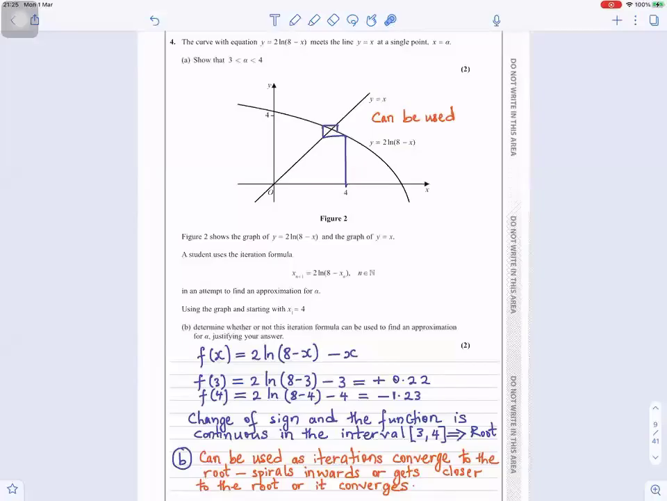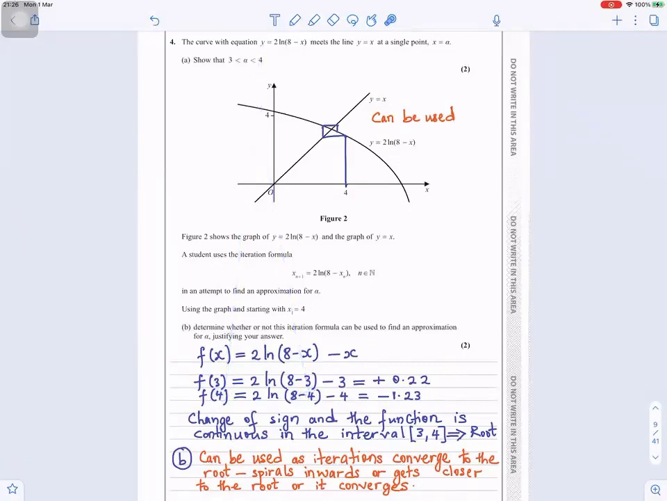So what we do for part A, that's the equation. So we substitute 3, f of 3. So wherever we see x, we put 3. And that will give us 0.22. And the important thing there is positive. And then after that, we substitute 4. And that will give us minus 1.23.